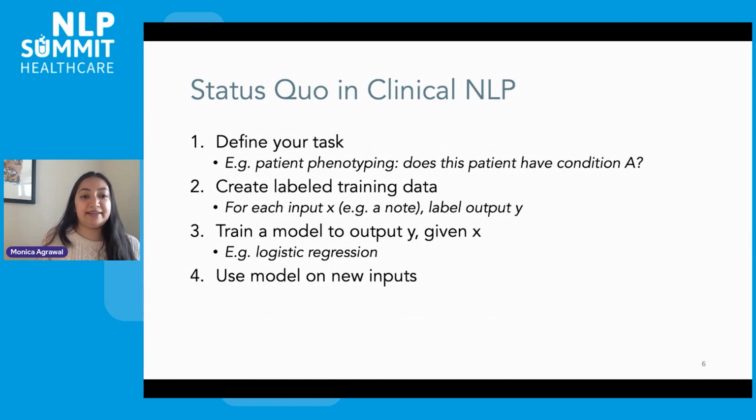First, we define a task. So for example, for a patient phenotyping task, we might want to ask, does this patient have some specific condition A? The next step is to create labeled training data. So for each input X, some note, label the output Y of whether they have the condition. We then train a model to output Y given X, and this could be something like a logistic regression. And once we have a trained model, we can use that model on new inputs. However, step 2 really requires the creation of labeled training data.